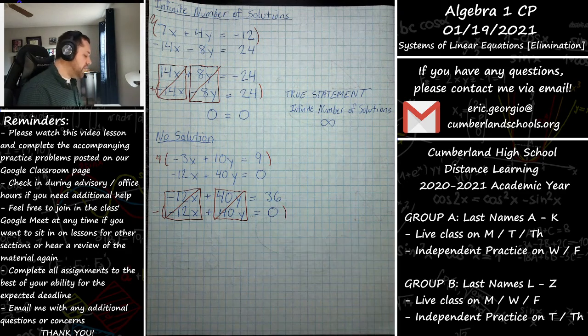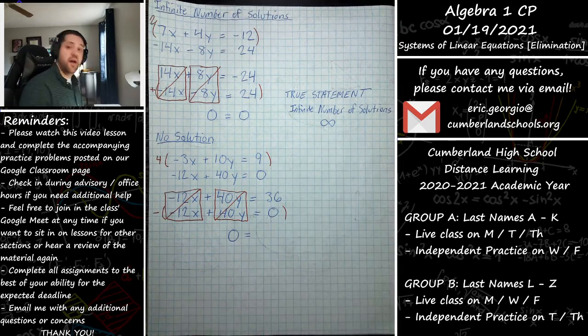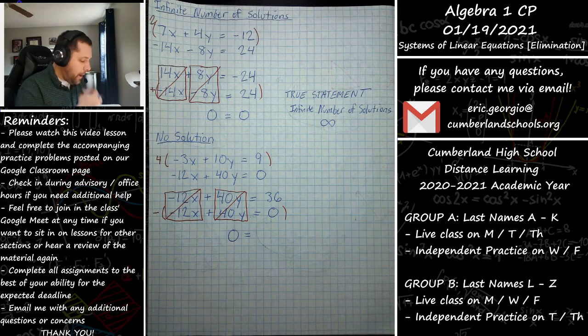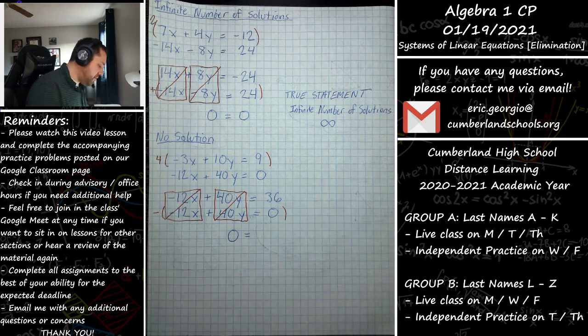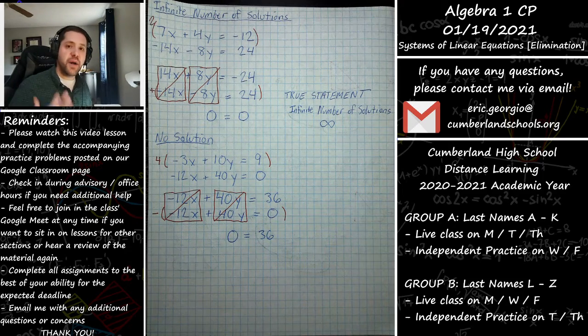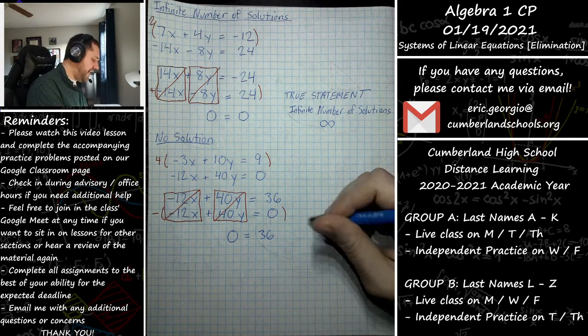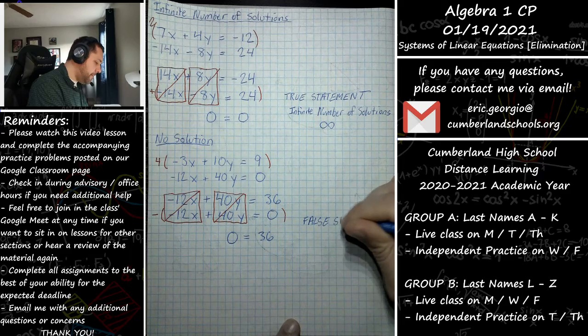And I'd be left with 0 on the left-hand side, because just like the problem above, all of my variables were eliminated. What happens on the right-hand side? 36 minus 0 would just be 36. And we're left with this bunch of lies, right? We're left with this false statement. 0 is not equal to 36. This is a false statement.